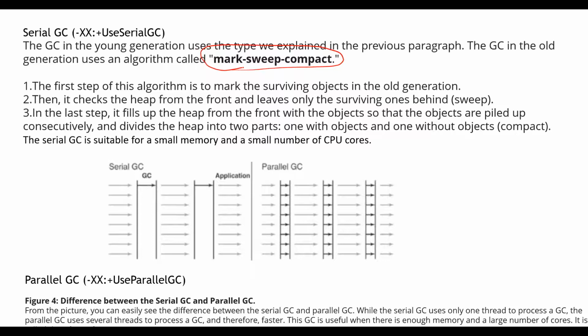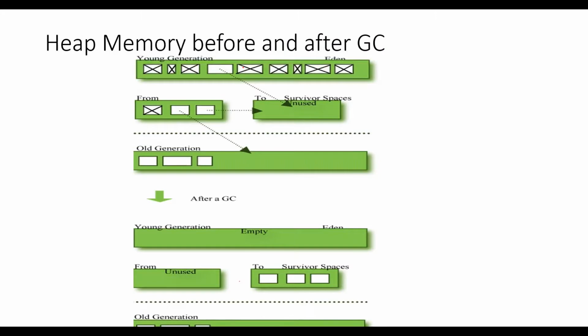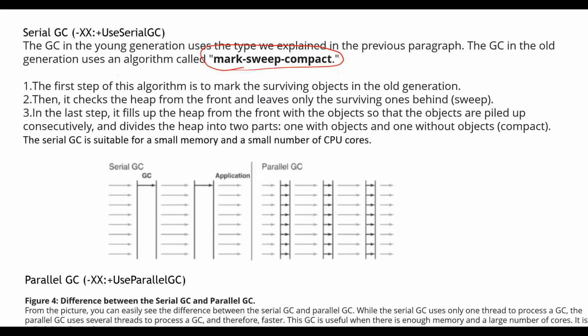So what is the serial GC? It runs in the young generation. It uses the mark-sweep-compact algorithm that we had discussed. The first step of the algorithm is to mark the surviving objects in the old generation. As we discussed in our previous slide, this is how objects get marked and then moved. So for this GC, it marks the surviving objects in the old generation, since we are evaluating the full GCs here.